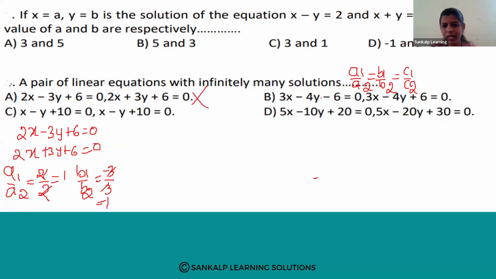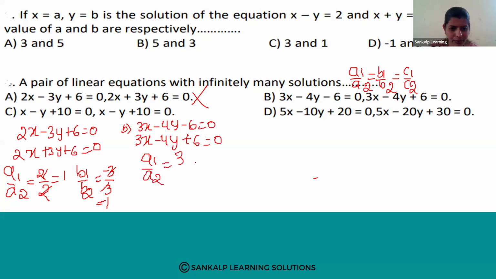Next, B, 3x minus 4y minus 6 equal to 0 and 3x minus 4y plus 6 equal to 0. So again, compare a1 divided by a2, that is 3 divided by 3, you will get 1. b1 divided by b2, b1 value is minus 4 and b2 value is minus 4. What will you get? 1. Here a1 divided by a2 is equal to b1 divided by b2. Yes, correct. Next check c1 divided by c2. When you do c1 divided by c2, you should also get the same answer. So then only it is correct.